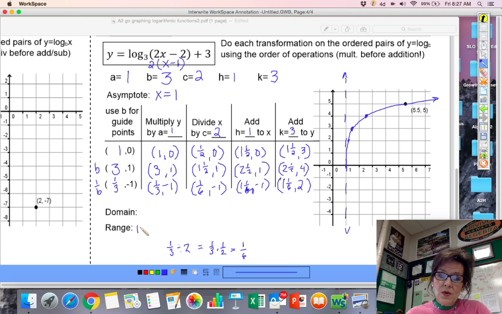The range, of course, is always all real numbers on all log functions. The domain is restricted. It's based on our horizontal shift. In this case, if our horizontal shift is right 1, then our domain is just greater than that. X greater than 1.